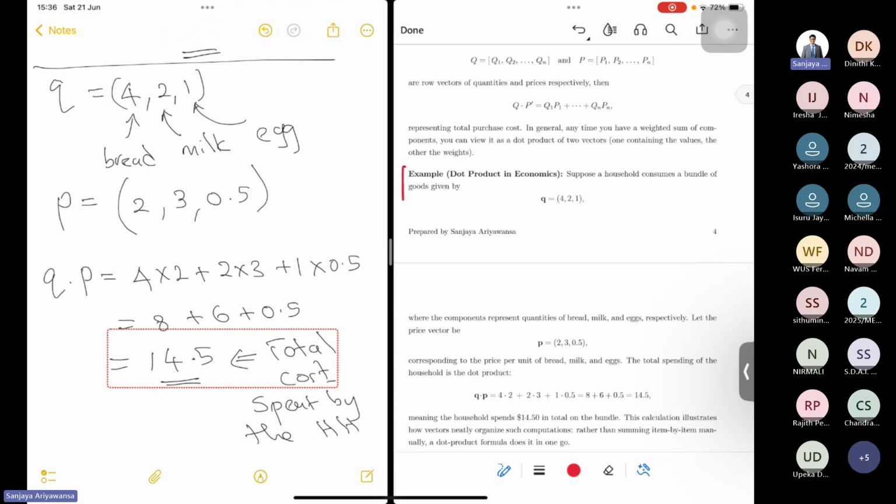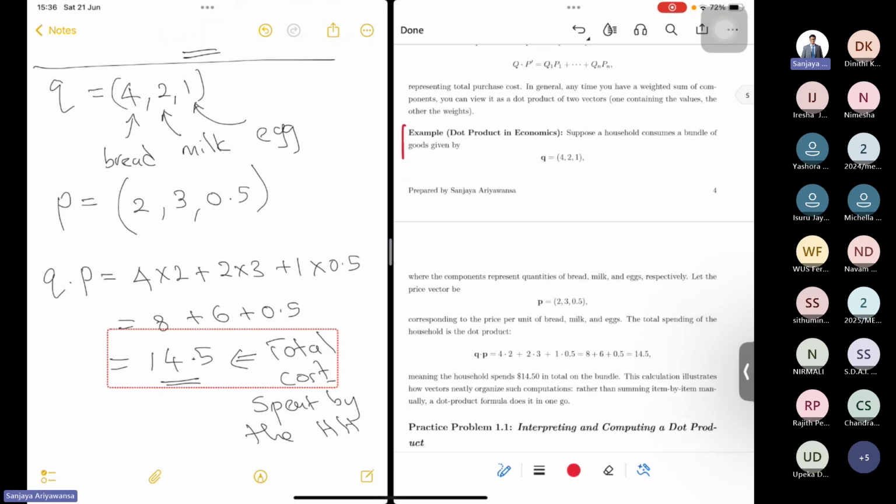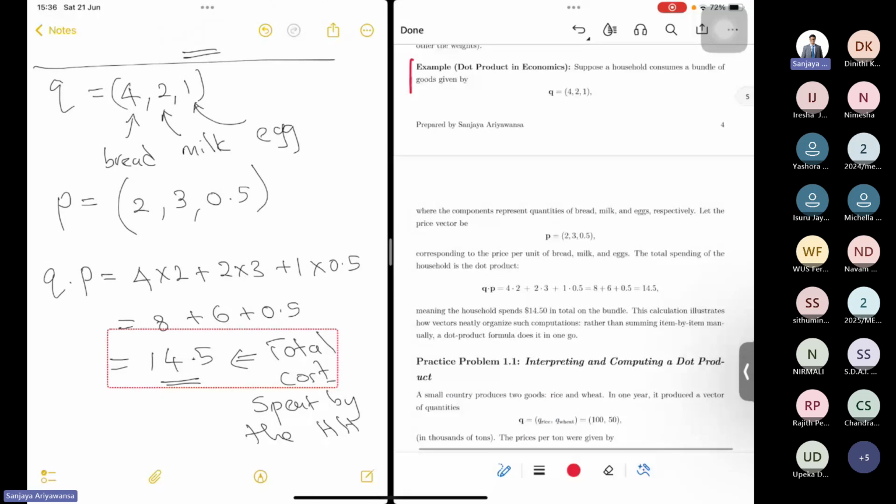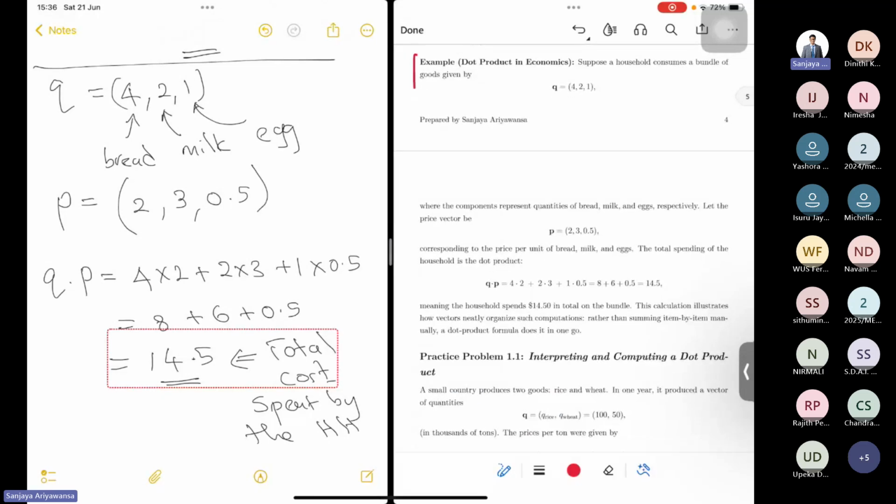So the dot product can be used if you know the quantity and if you know the price. You simply note down the quantity in terms of a row vector and the prices of each of those products that you're buying as a row vector in price. And then you simply take the dot product, which gives you the total cost spent by the household.